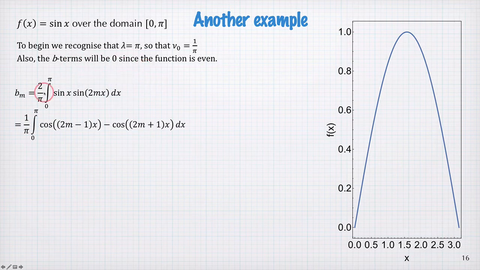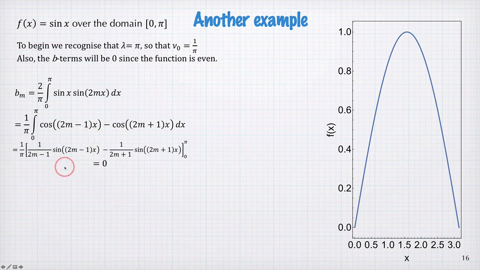Just to prove that, we can compute this integral for the b terms, which is given by this. So we're integrating over the interval 0 to pi the function f of x, which is sine x, multiplied by the sine terms. We can expand this product of sine functions into a difference in cosine terms and integrate, and we get 0, because the sine of all these odd things here is going to be 0 at 0 and pi. Okay, that's the uninteresting b terms.